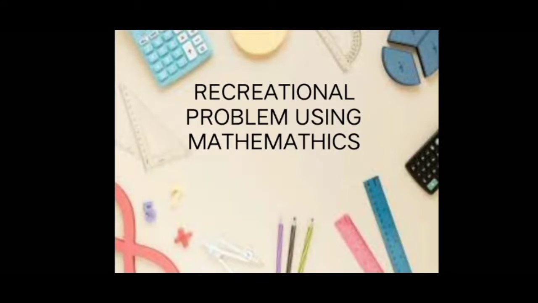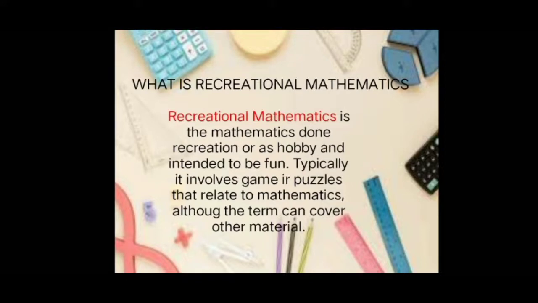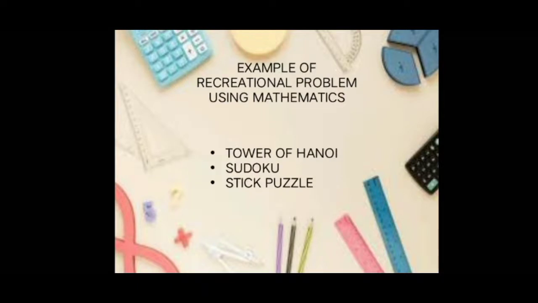Recreational problem using mathematics. What is recreational mathematics? Recreational mathematics is mathematics done for recreation or as a hobby and intended to be fun. Typically, it involves games or puzzles that relate to mathematics, although the term can cover other material. Examples of recreational problems using mathematics. Number 1 is Tower of Hanoi. Number 2, Sudoku. Number 3 is Stick Puzzle.